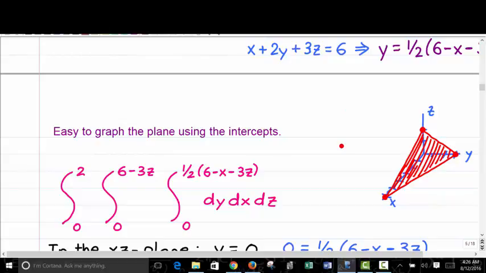Now the outer limits must be numerical. Our outer limits are dz, so all you're doing here is just using the z-intercept. So 3z equals 6. That means our last one's numerical. It's going from 0 to 2.